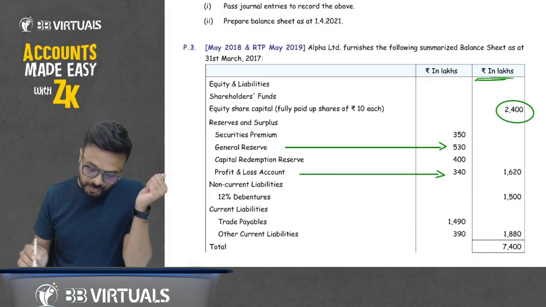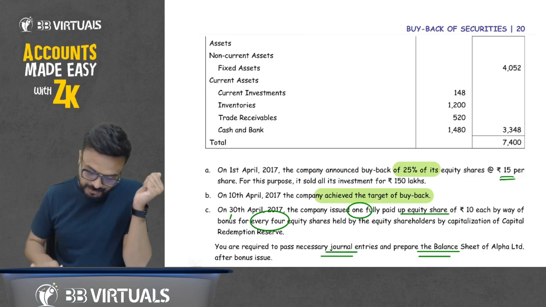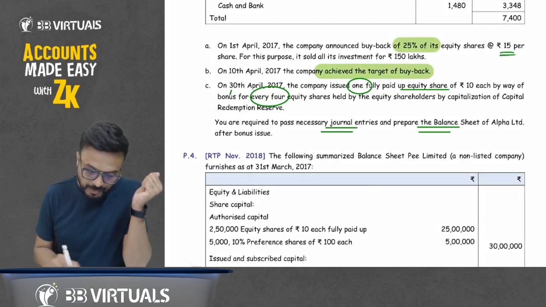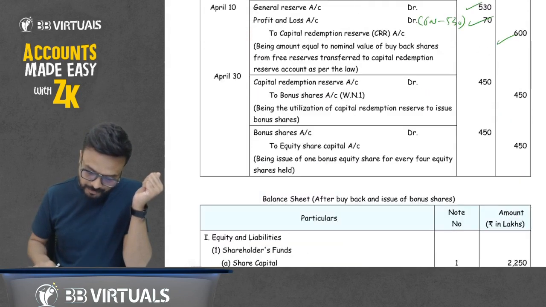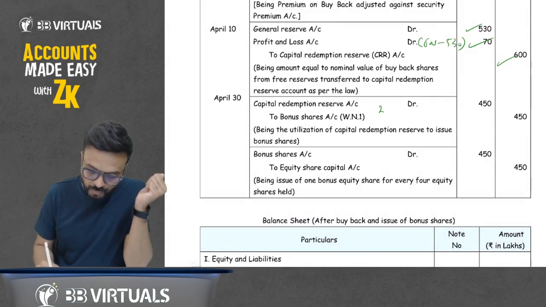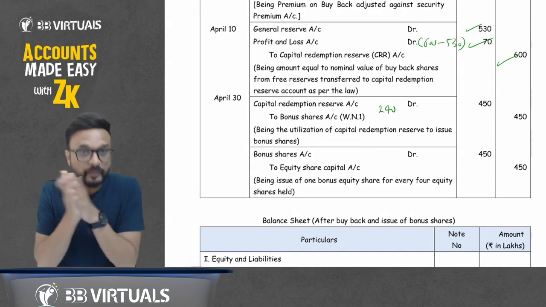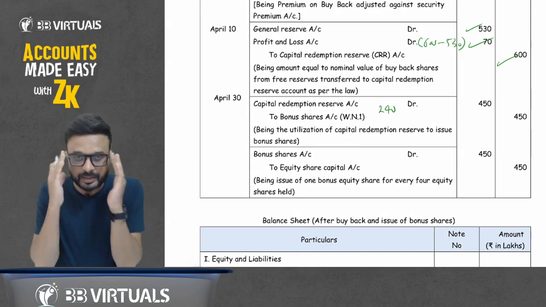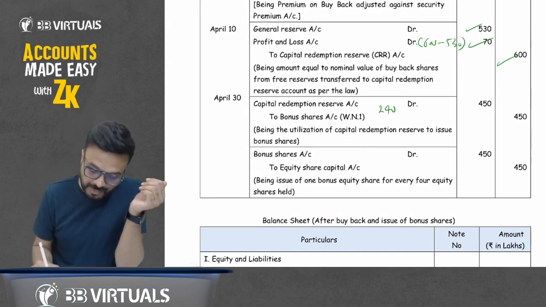Now they have also issued bonus shares. So how many bonus shares are they issuing? They are issuing bonus shares, one share for every 4. Now understand this point. How many shares do they have on the balance sheet? 240 lakhs. 2,400 is the amount of capital divided by 10, that is face value. So they have 240 lakh shares.